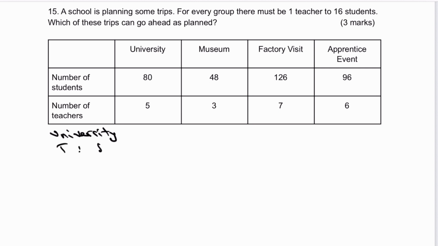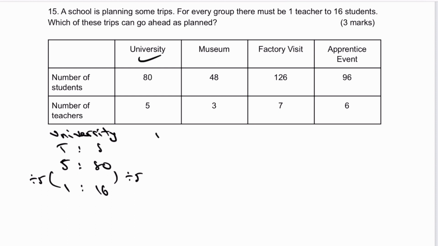So teachers to students is going to be, for the university, 5 to 80. And really all we're saying is, if we reduce that down, is that in the ratio of 1 to 16? Well, it is. If I divide that by 5, I get 1. If I divide that by 5, I get 16. So therefore, the university trip can go ahead.